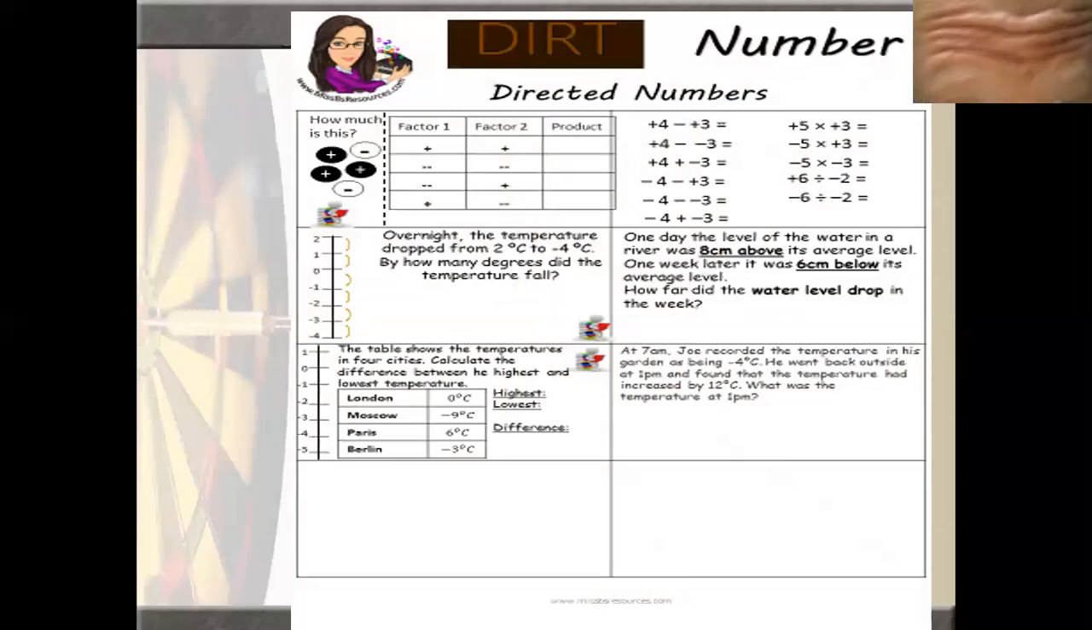Now look at this. We are going to answer all these ones. You can see the directed numbers. When you have positive and positive, you should have positive. When you have negative and negative, you should have positive. But if you have negative and positive, it will give you negative, and positive and negative will also give you negative.